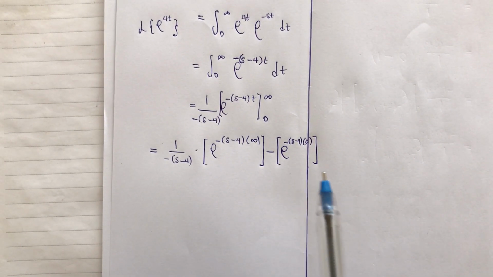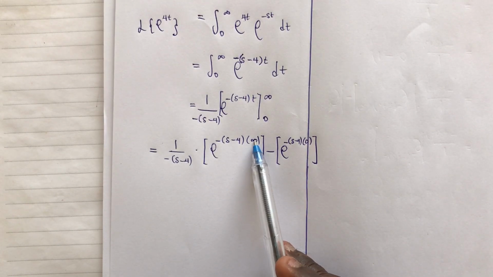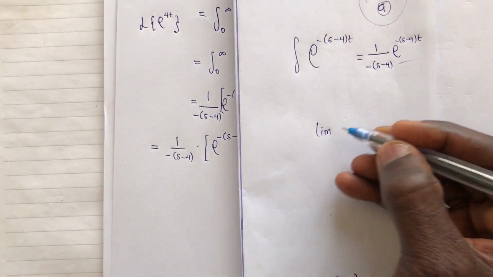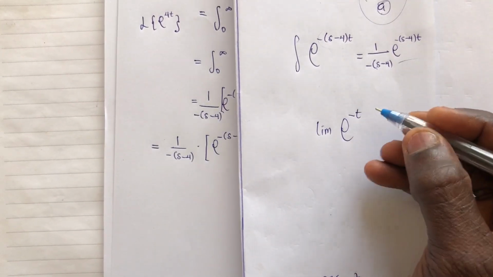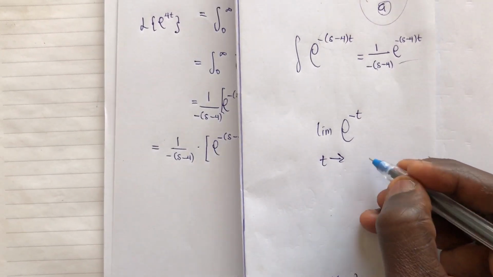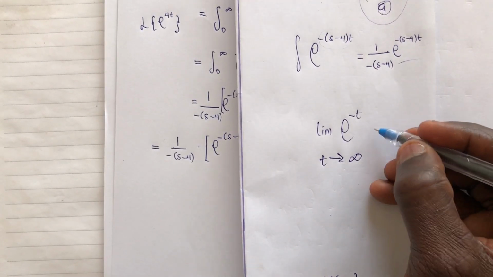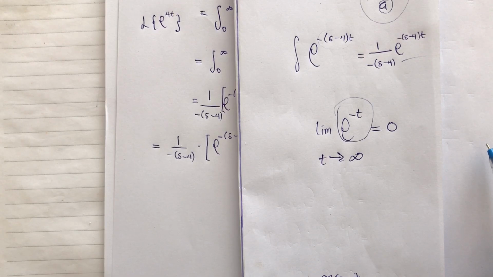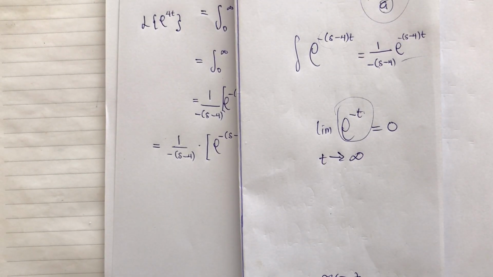Now from here, as t approaches infinity, the whole result converges to 0. So the limit of e to the power minus t, as t approaches a very large number, this result is 0. If you are still confused, take your calculator, pick a very large number, like 1 billion or 2 billion, substitute it here and look at your result. This one I will not do it for you.